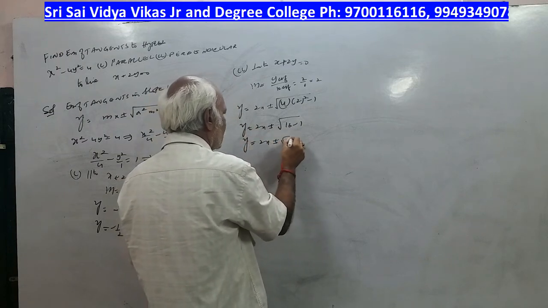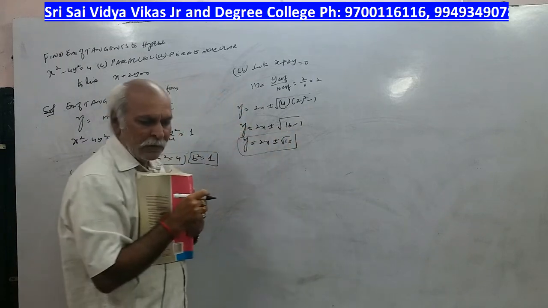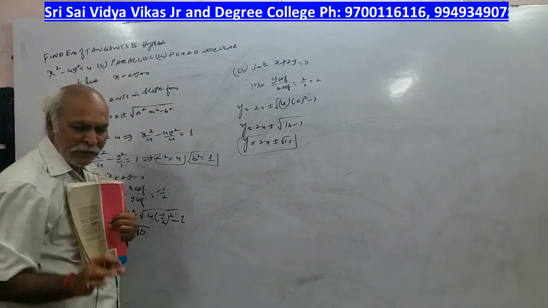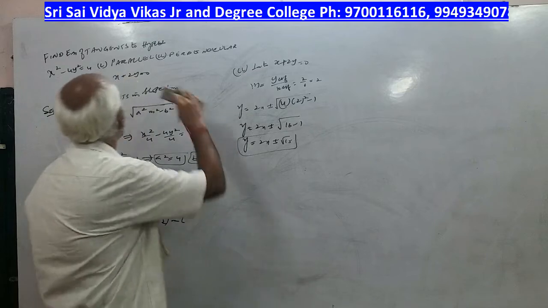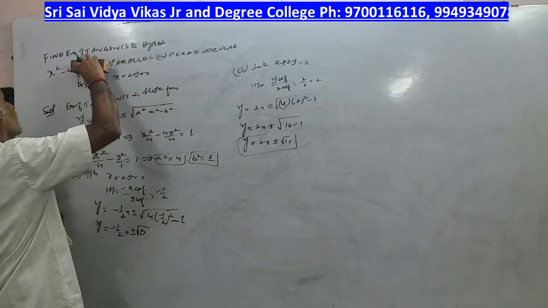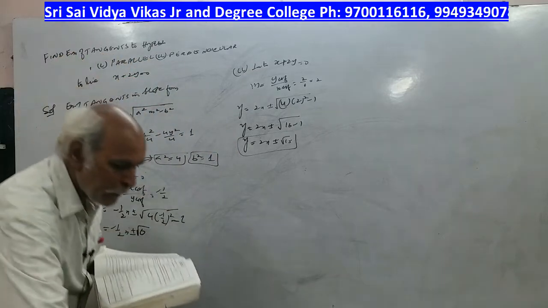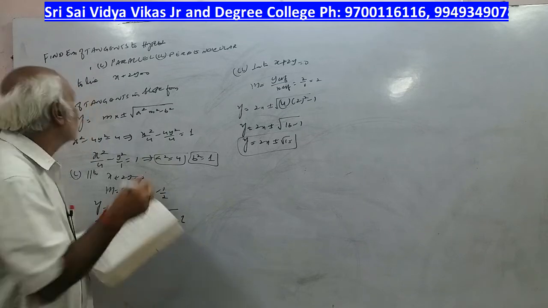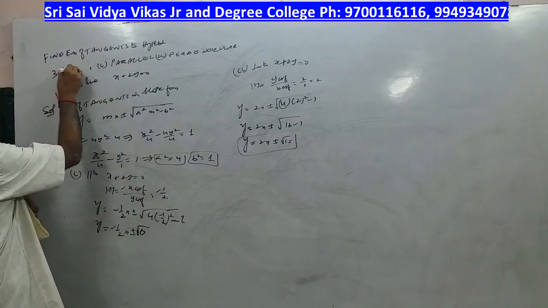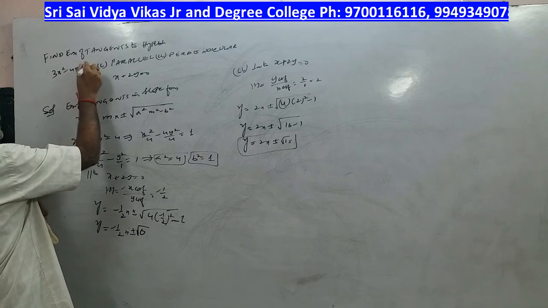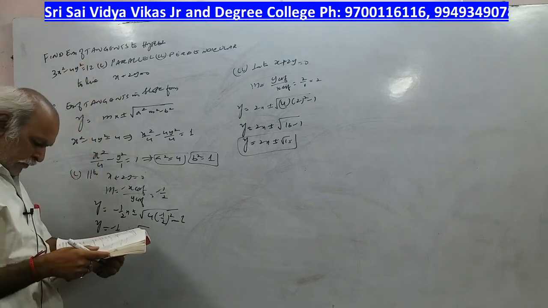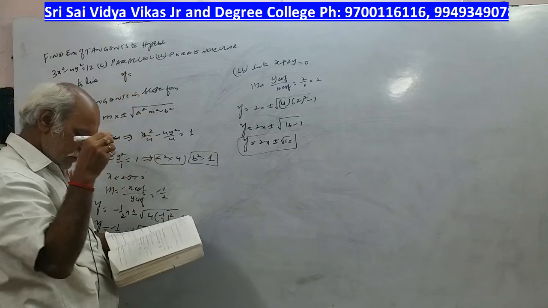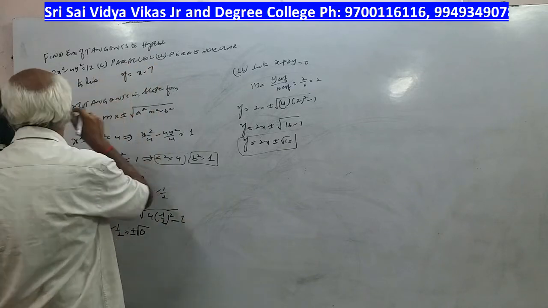So, root 15. Right? So, a square m square minus b square formula application, put the values. Okay. Right? One more problem is there. Please note down this. One more problem. Find the equation of tangents to 3x square minus 4y square is equal to 12, which are parallel and perpendicular to line y is equal to x minus 7. Again same.